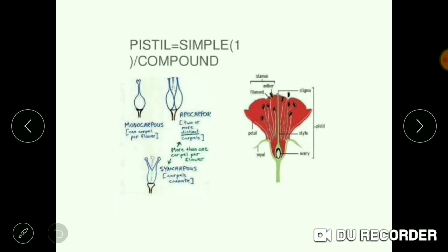Now we move on to the types of pistil. There are two types of pistil. First one is simple and the other one is compound pistil. Simple pistil consists of a single carpel, only one carpel it contains, while in case of compound, it consists of two or more than two carpels.